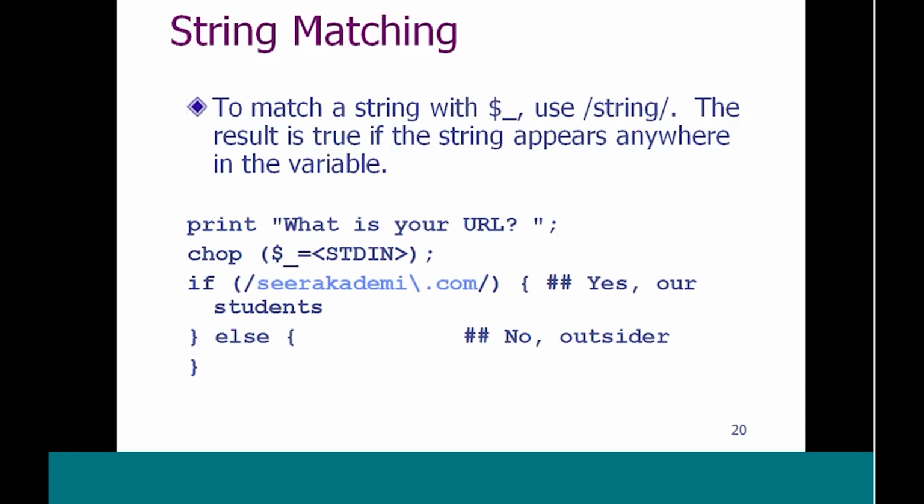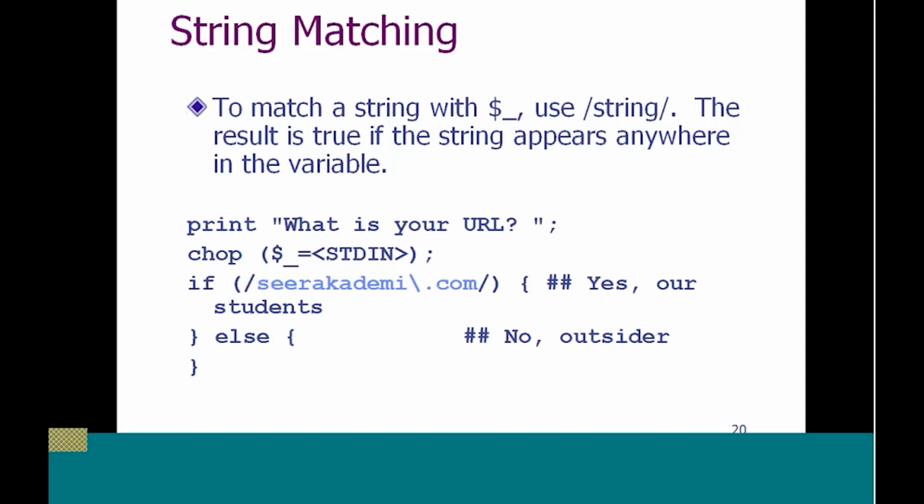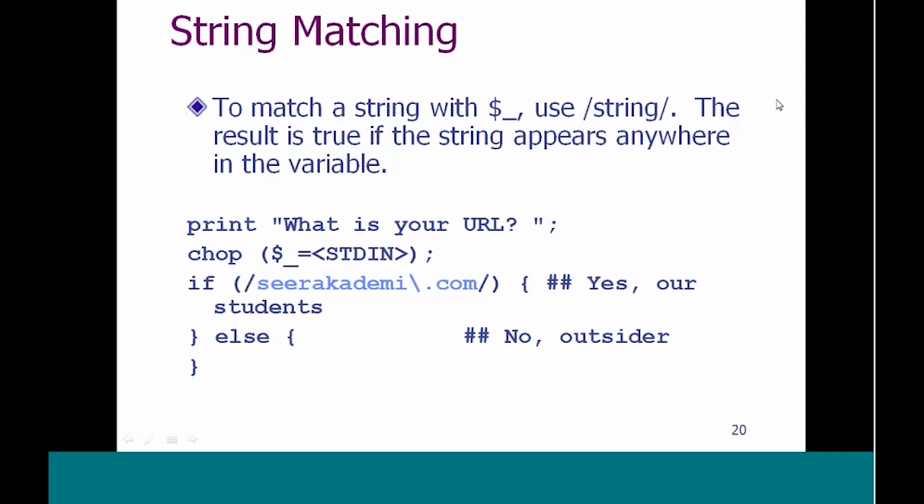It's what we call comparison or matching, and essentially the matching is achieved through these double slashes. As you can see here, basically it's slash string slash. There are a couple of mnemonics here. One is this dollar underscore. It actually has a special meaning. The dollar underscore refers to the current line.